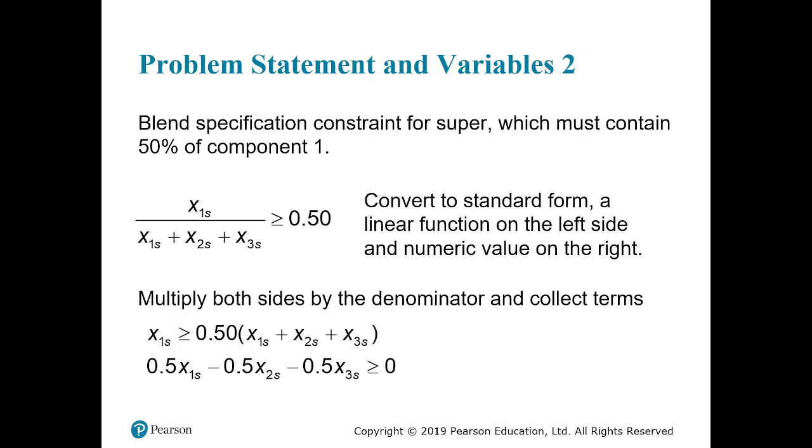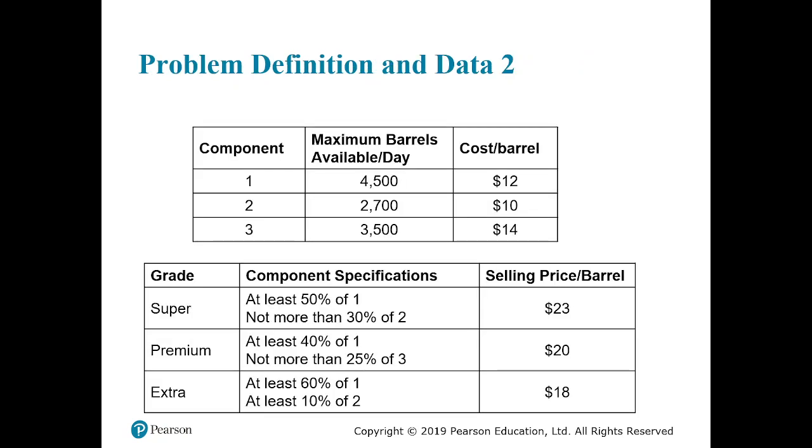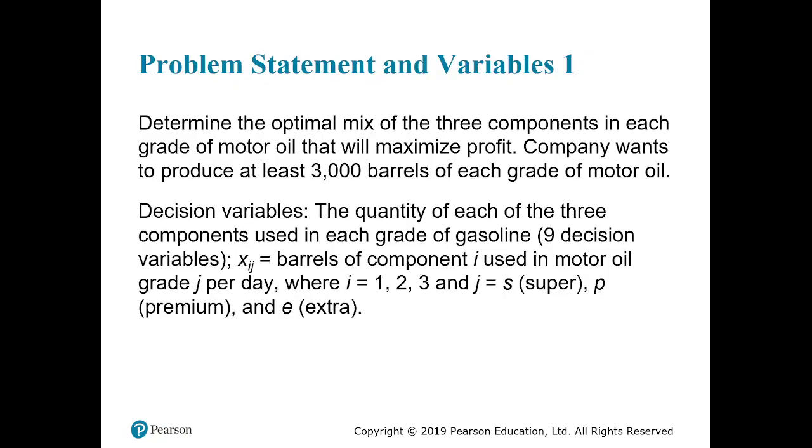Okay, so now let us look at what constraints will be involved in this problem. We go back to the questions here. I'm going to start with this one. It doesn't matter where you want to start, but I want to start with this one because I'm following the textbook. So this is the first constraint. The company wants to produce at least 3,000 barrels of each grade of motor oil.